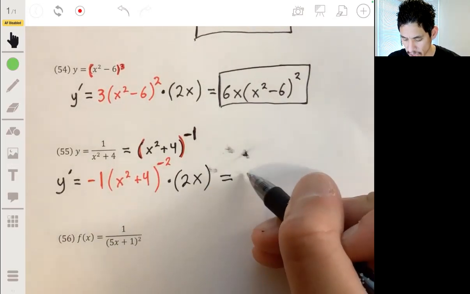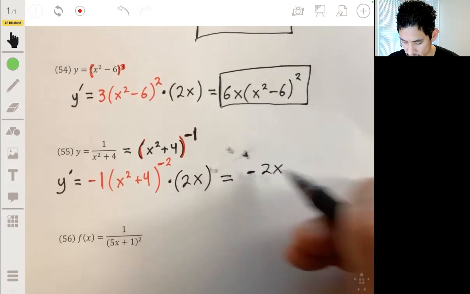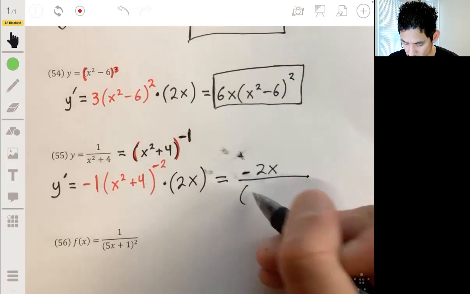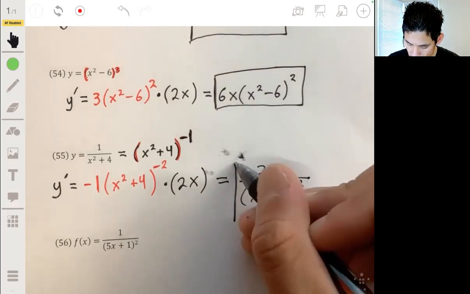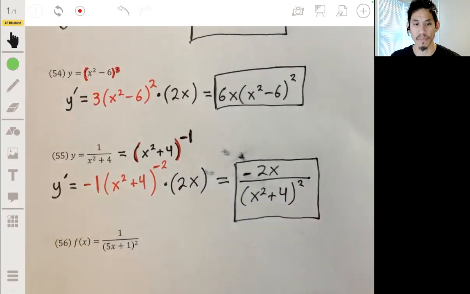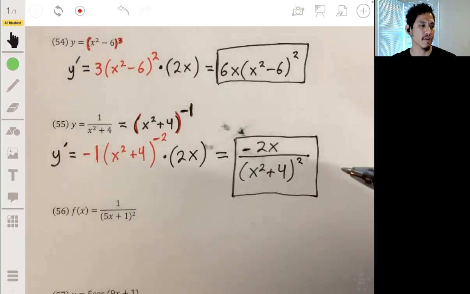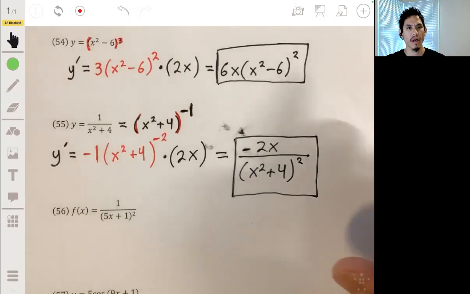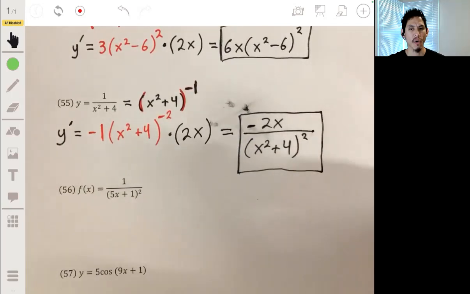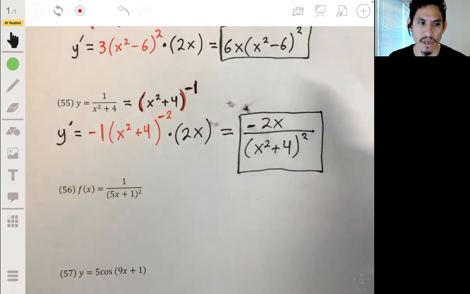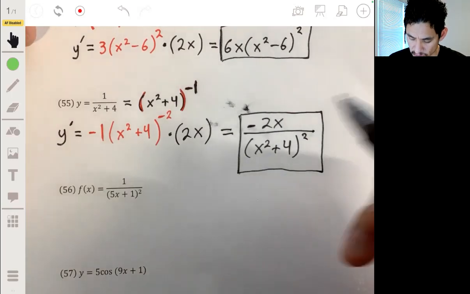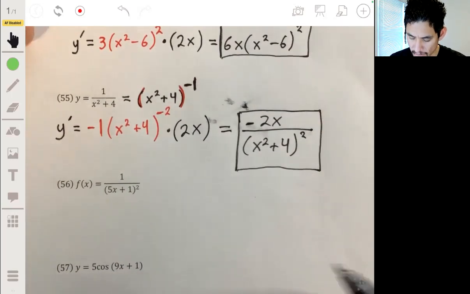And then it's better to write this as negative 2x all over x squared plus 4 to the second power. Try to always leave your final answers with positive exponents. That's usually how they'll be in a multiple choice test, or in your textbook. And that's usually how teachers and professors will want you to have your answer. So make that a habit.